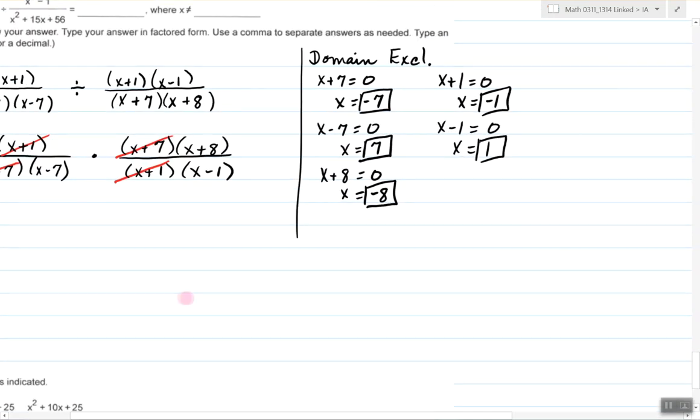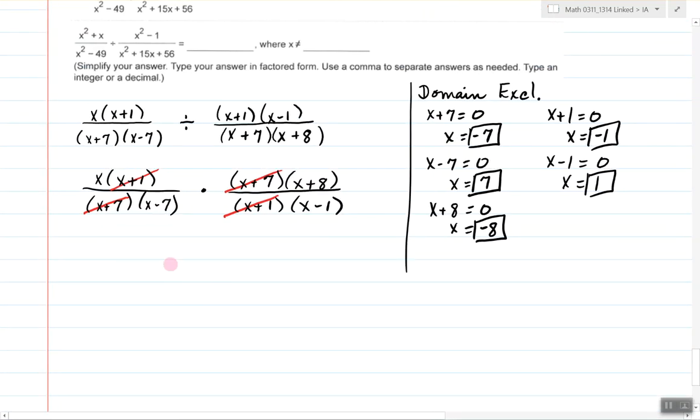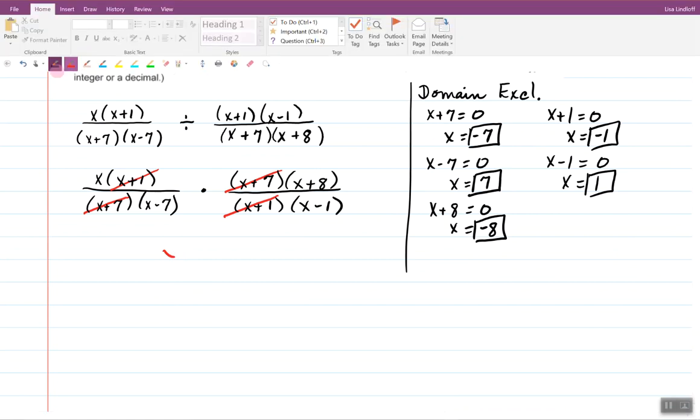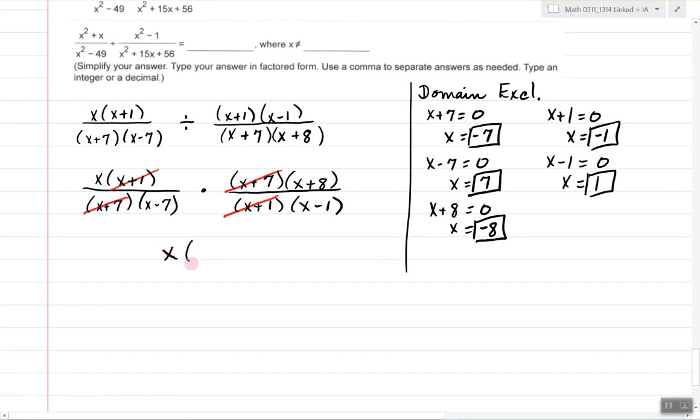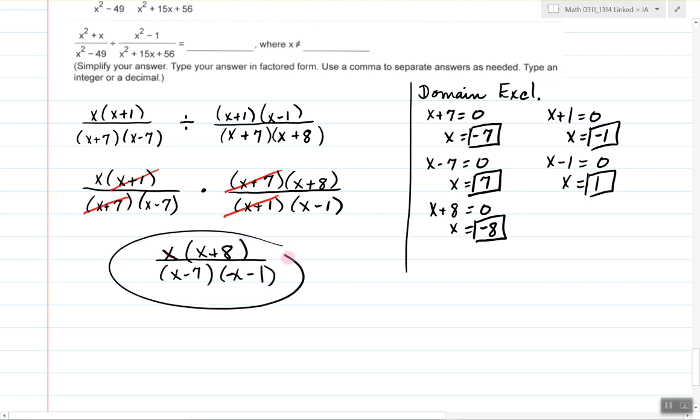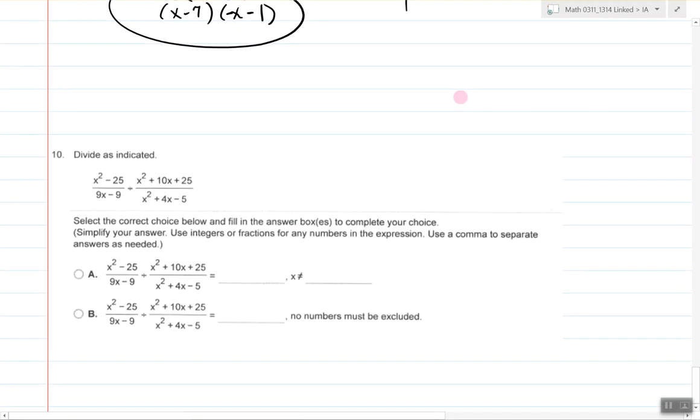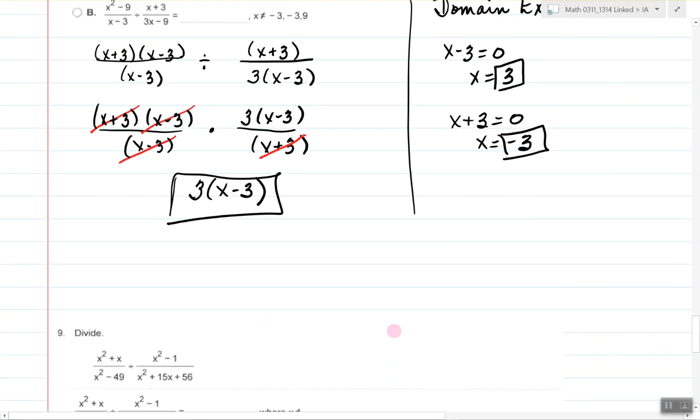All right, what does that leave me with? I have x times x plus 8 over x minus 7 times x minus 1. That's my answer as far as the quotient. I would put it right here, and then I would list all 5 of these as domain exclusions. All right, let's see, are we all the way to the end?